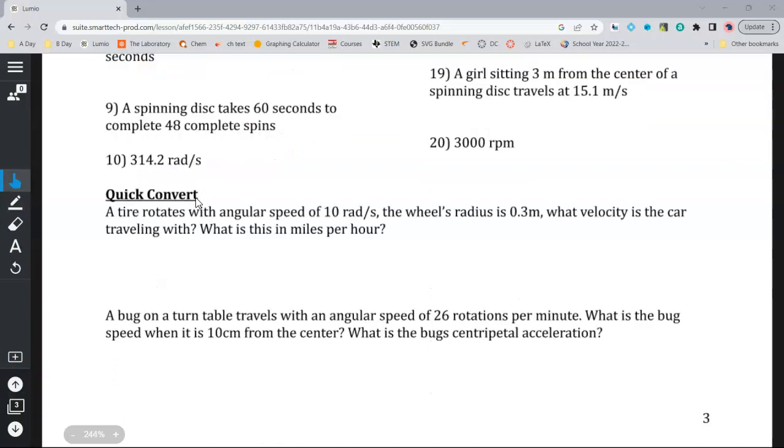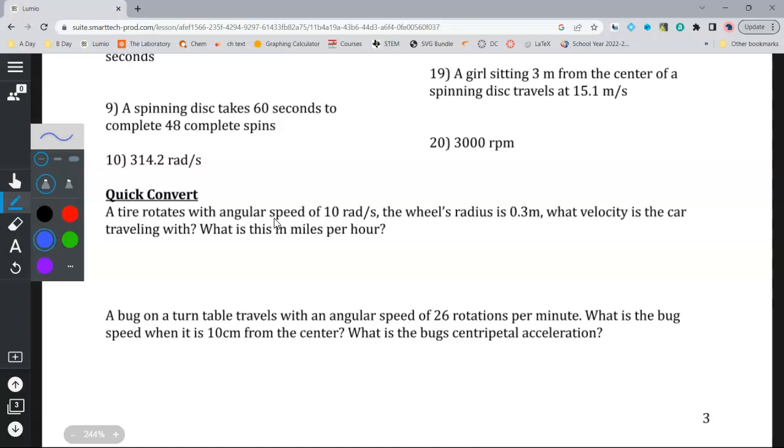Okay, hopefully you've had a little bit of time practicing that conversion. We're going to do some conversions down here. So here we have a tire rotating with an angular speed of 10 radians per second, and we want to know what is the velocity that the car is traveling with. Well, really before we can get into what is the velocity, we need to look at that connection.